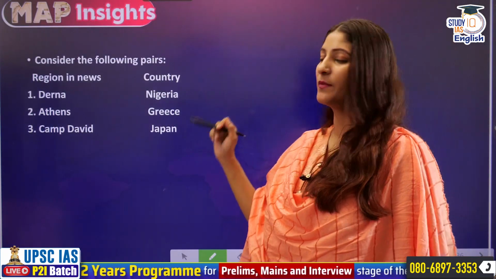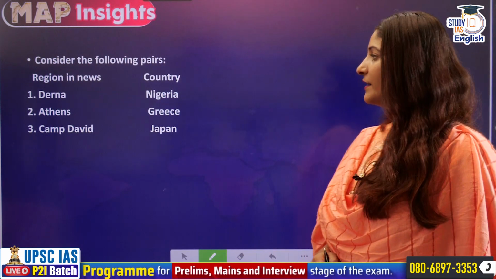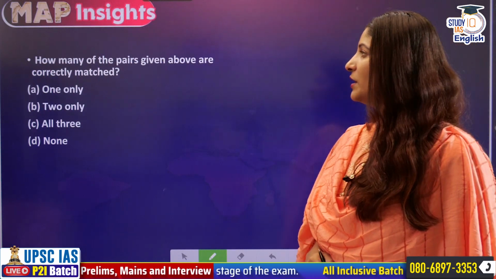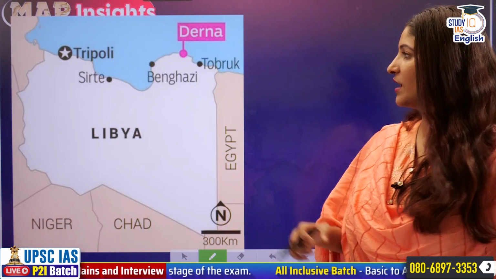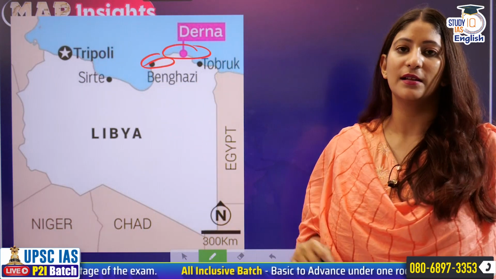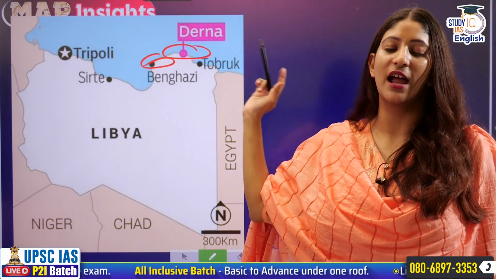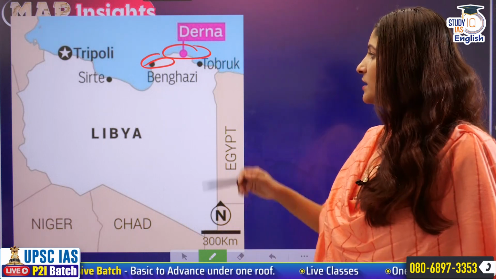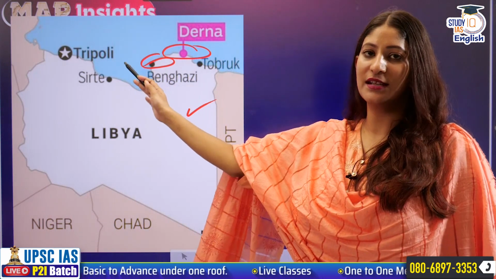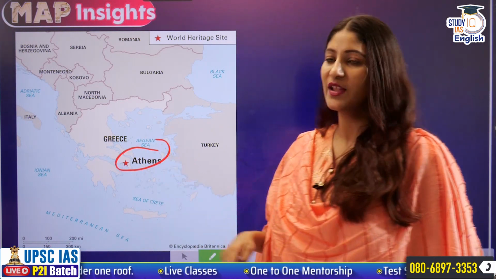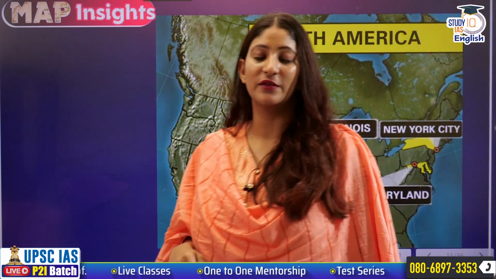Regions in news, we have to match with the country they are from. Derna, Nigeria. Athens, Greece. Camp David, Japan. So how many of the pairs given above is or are correctly matched? Here is the port city of Derna. Derna, Benghazi, every region here near the coast has been affected by Storm Daniel and the floods that were caused by it. So Libya first, Tripoli is the capital of Libya, remember that. Then we have Athens. Athens is in Greece. And then finally we have Camp David, which is in the USA here.